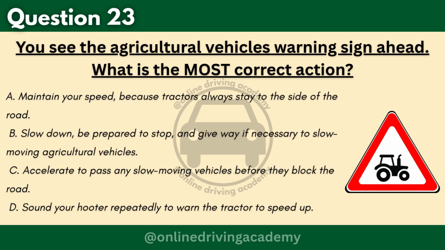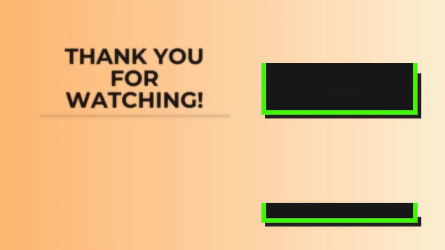Option D tells us to sound your hooter repeatedly to warn the tractor to speed up. That is illegal. You cannot do that, right? The correct answer would be option B, slow down and be prepared to stop and give way if necessary to slow moving agricultural vehicles.